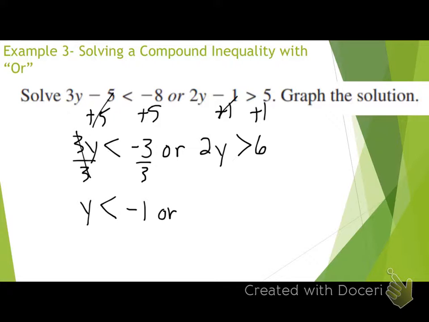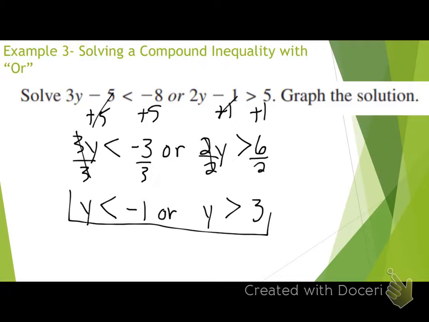Okay, what's my next step on my next inequality? Divide by 2 on both sides. We got y on the left, 6 divided by 2, 3 on the right. Symbol flip or stay? Stay. Is y now by itself on one side on both inequalities? Yes. So here's my answer. y is less than negative 1 or y is greater than 3.